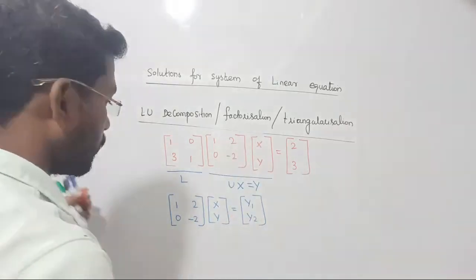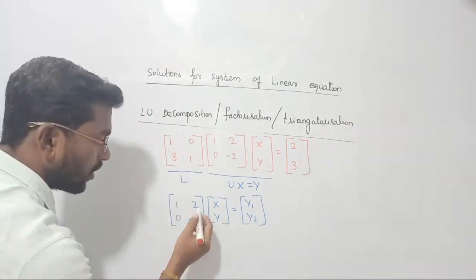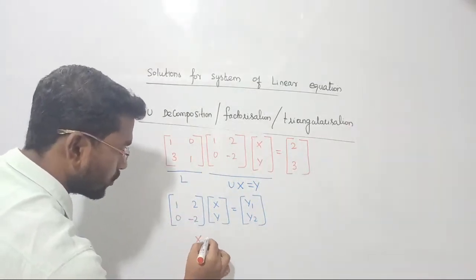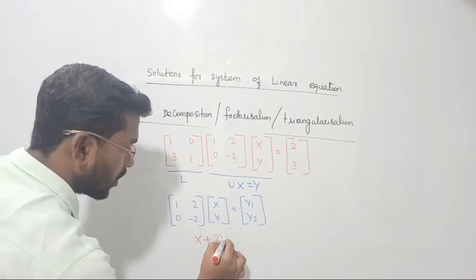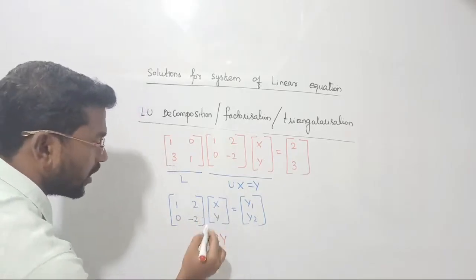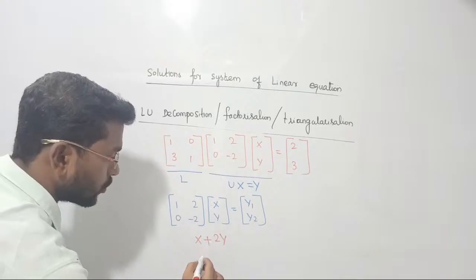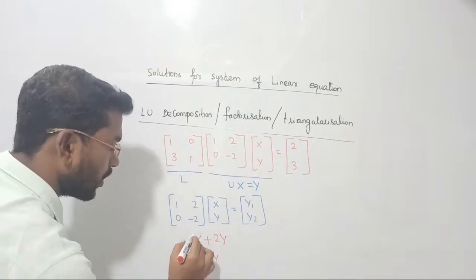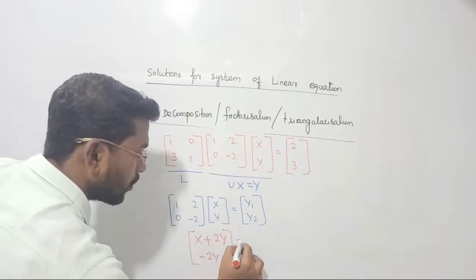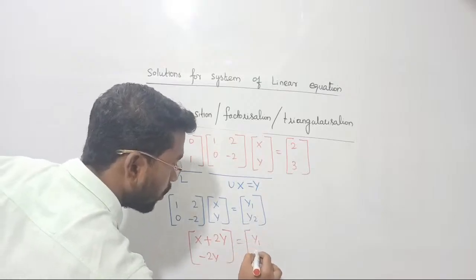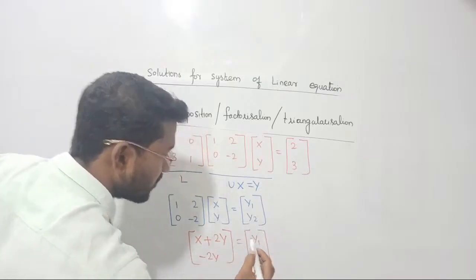So if I reduce this one, what will I get? 1 into x we are going to get x only, plus 2 into y we are going to get 2y. Such that 0 into x we are going to get 0, plus minus 2 into y, so we are going to get minus 2y, which is equal to y1 and y2, right? So what is the conclusion here?